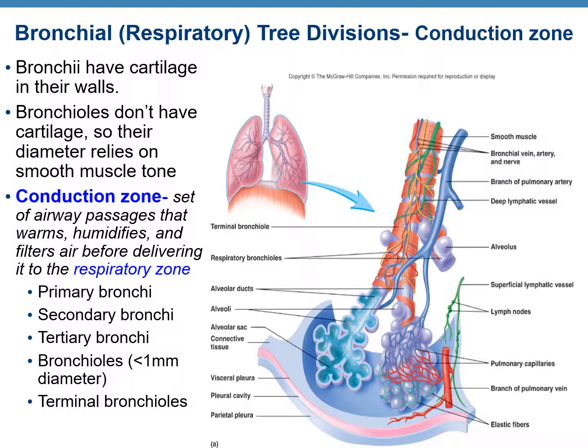So conduction zone is that set of airway passages which is just warming, humidifying and filtering air. There is no actual air exchange occurring there. The conduction zone, including all of these passageways, would deliver the air to the next part, which is the respiratory zone. So what is the conduction zone made up of? The conduction zone consists of the primary bronchi, which branch into the secondary bronchi. The secondary bronchi would branch into the tertiary bronchi. The tertiary bronchi would branch into the bronchioles. The bronchioles are usually less than 1 millimeter in diameter. And then the bronchioles would eventually branch into the terminal bronchioles.